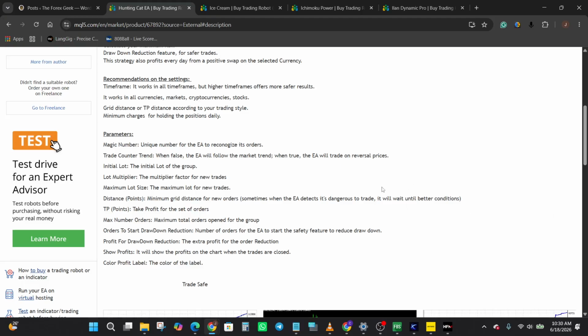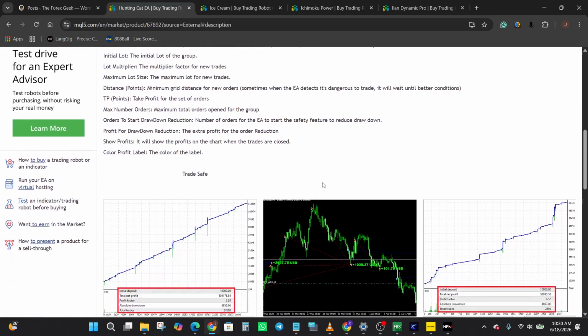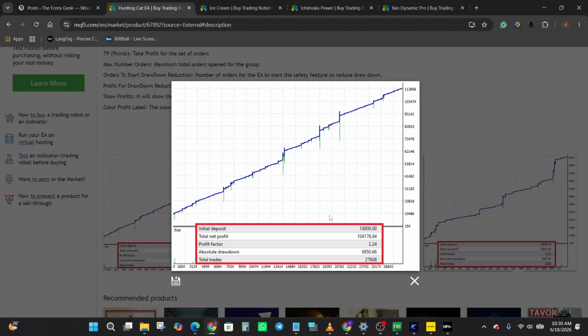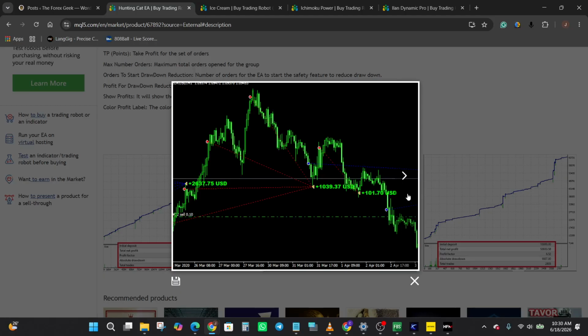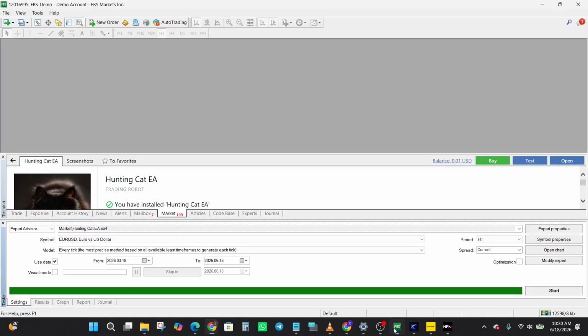Now let us move over to the historical backtest results. Let me start by going through the provided information here. I can see that from an initial deposit of $10,000, the total net profit was over $104,000 and 27,608 trades were taken. Okay, and here I can see initial deposit 10,000, total net profit over 53,000, total trades 2,805. Let's head over to our strategy tester.